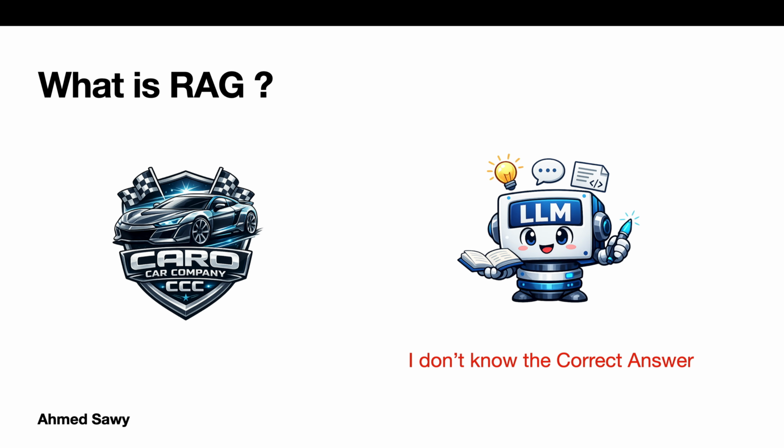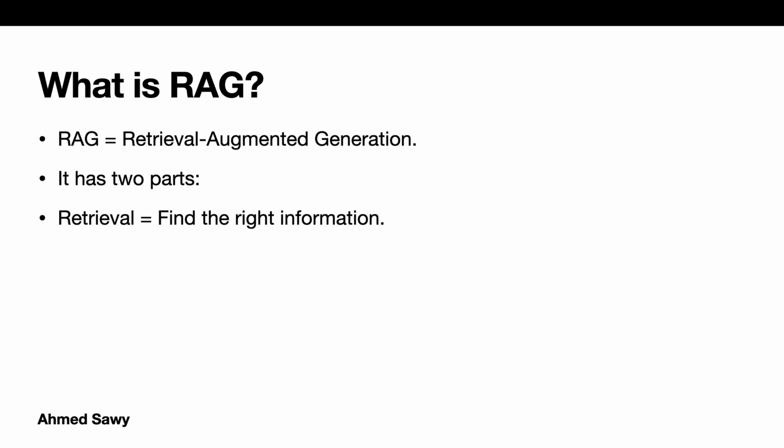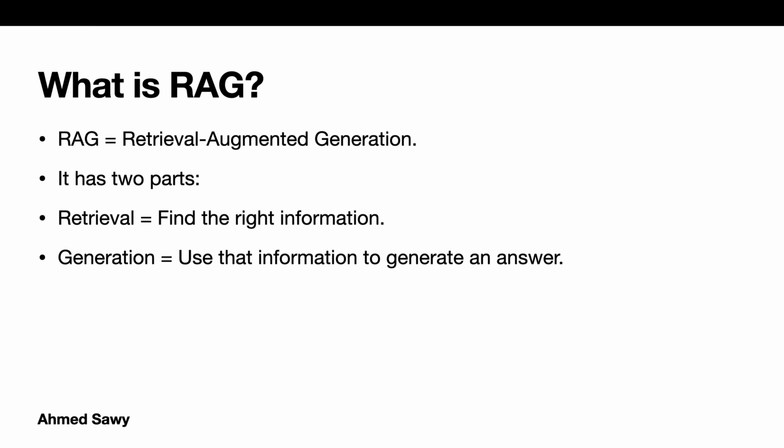So here comes RAG. RAG stands for Retrieval-Augmented Generation. It's an AI technique that retrieves relevant information from an external knowledge source and provides it to a language model so it can generate more accurate and context-aware answers. And RAG has two parts: the retrieval, which means find the right information, and the generation, which means use that information to generate an answer.